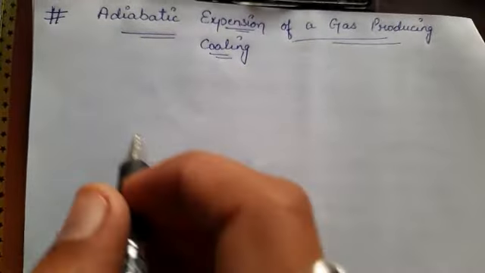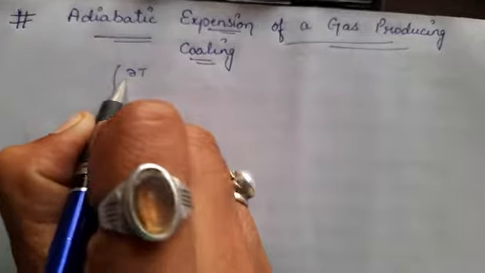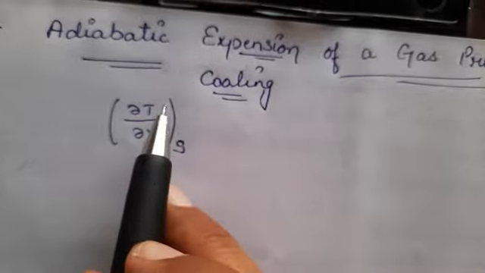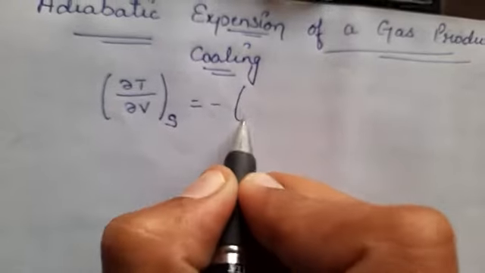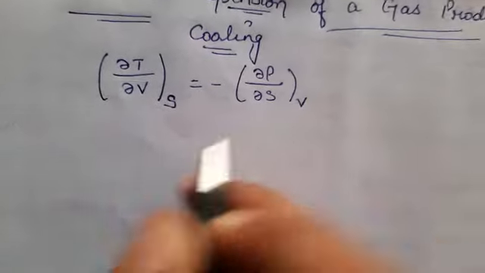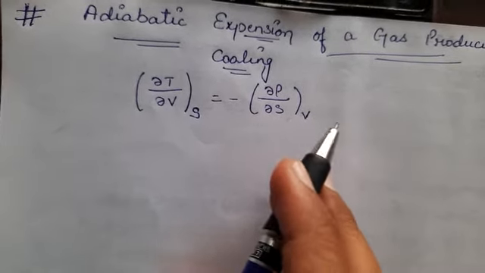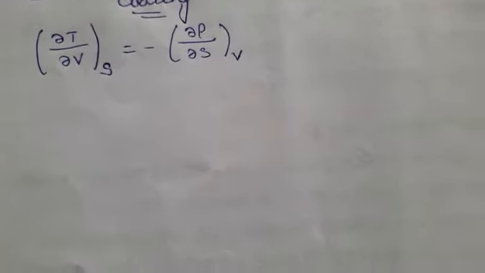So for that, we consider Maxwell's relation of volume, that is, the partial derivative of T with respect to V when entropy is constant, ∂T/∂V at constant S, equals the negative partial derivative of pressure with respect to entropy at constant volume, because we are going to find out adiabatic expansion, that means increase in volume, right? Now we consider this Maxwell relation and it can be rewritten as, now we multiply and divide by ∂T.